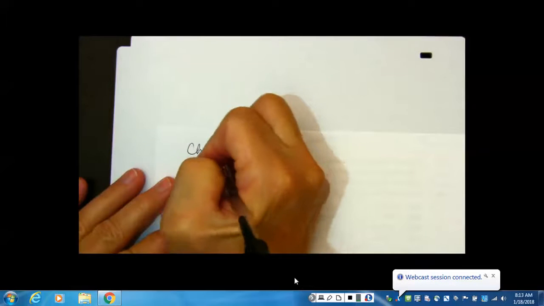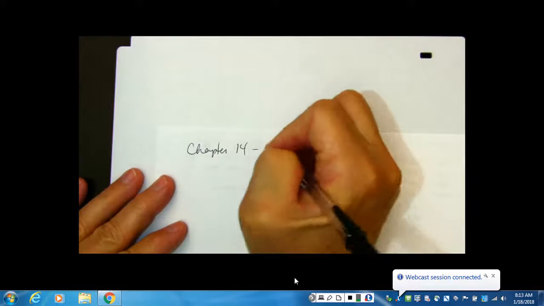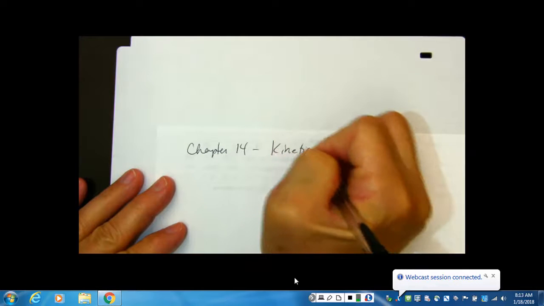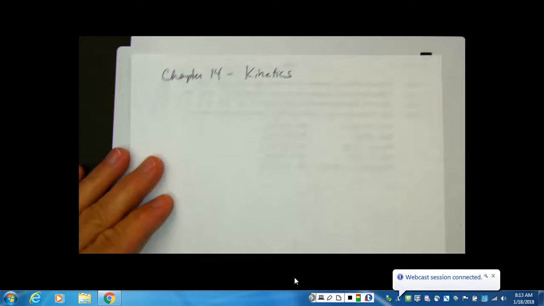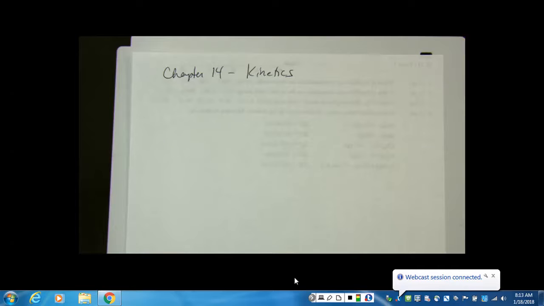Chapter 14, which is kinetics. In chemistry, does anybody know what the field of kinetics deals with in chemistry?